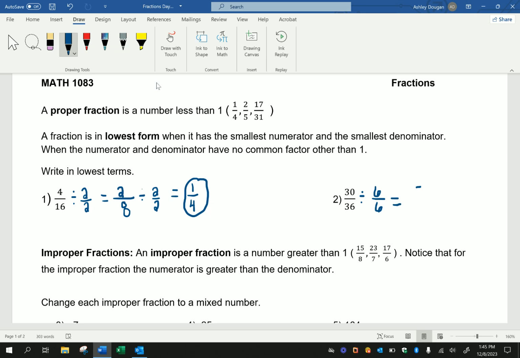30 divided by 6 is 5, and 36 divided by 6 is 6. In simplest form, it would be written as 5/6. This is the way we want to make sure that we're entering all of our answers. Anytime you're dealing with fractions, we want our final answers to be in simplest form.